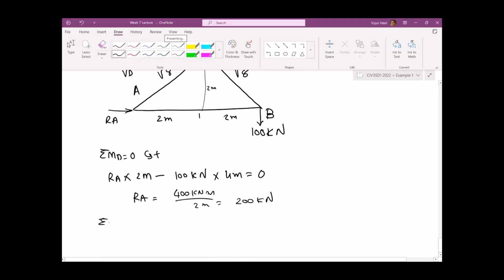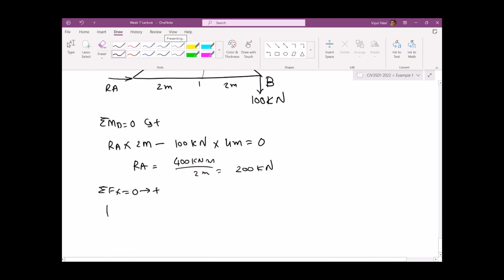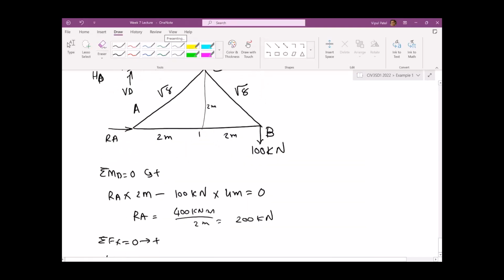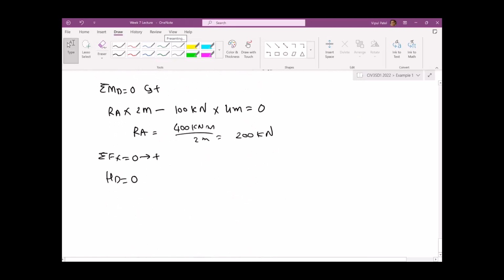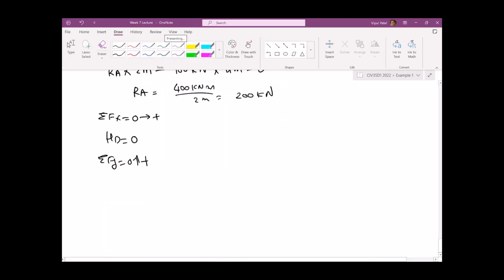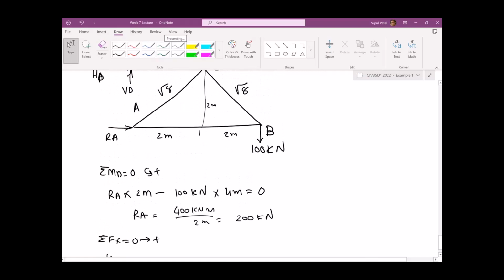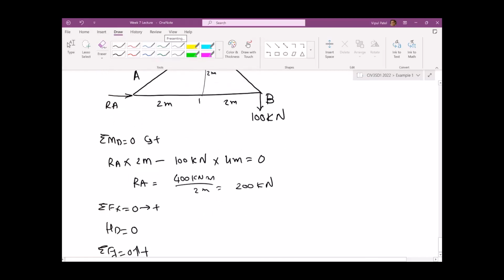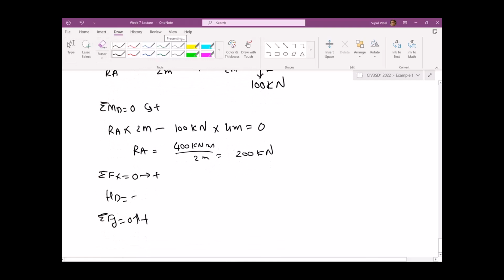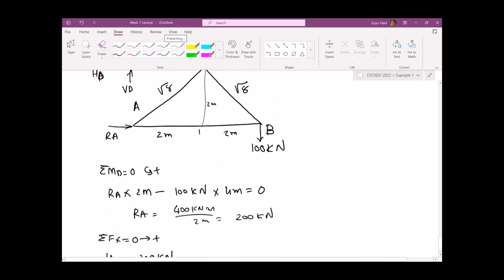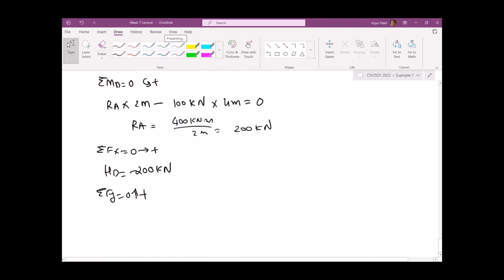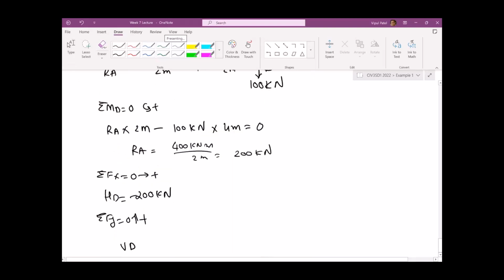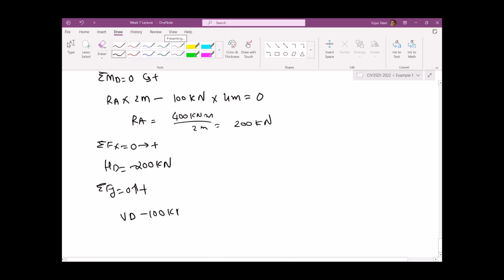Sum of the forces in the x direction equal to 0, left to right is positive. So HD equals minus 200 kilonewtons, because we have the RA force as well. Sum of the forces in the y direction, upward is positive: VD going up and minus 100 kilonewtons. So VD equals 100 kilonewtons.